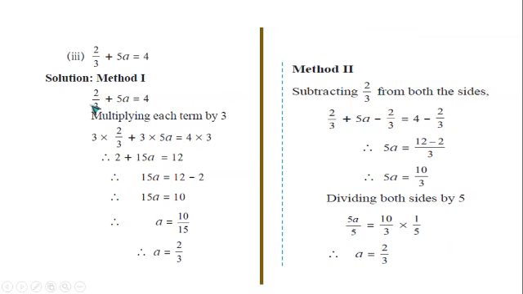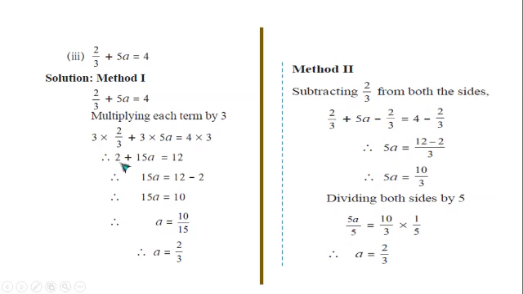First method. In this first method, the denominator is removed by multiplying both the sides by 3. So, it becomes 3 into 2 upon 3 plus 3 into 5a equal to 4 into 3. 3 and 3 go away from here. I have 2 plus 3 5s are 15a equal to 4 3s are 12. So it becomes 2 plus 15a equal to 12.